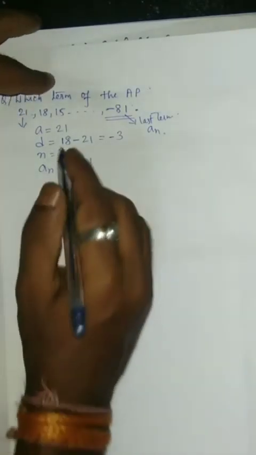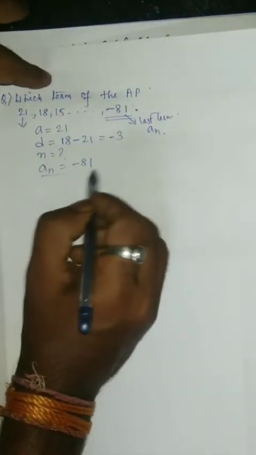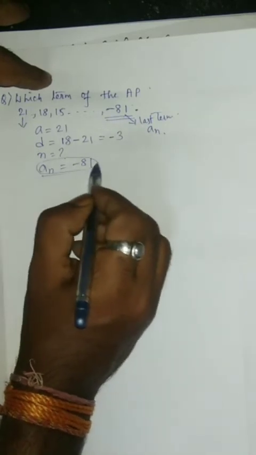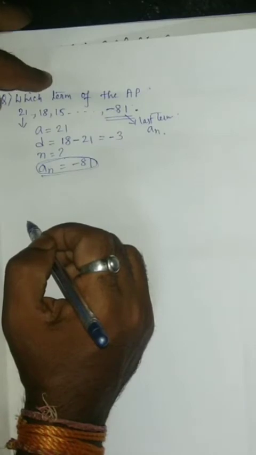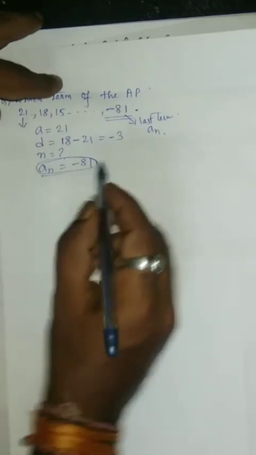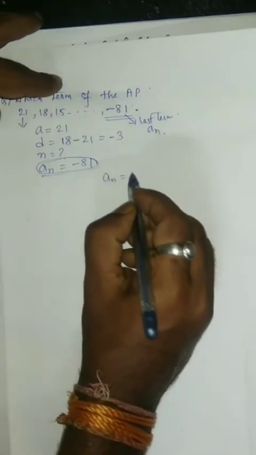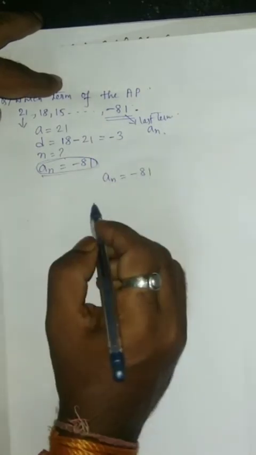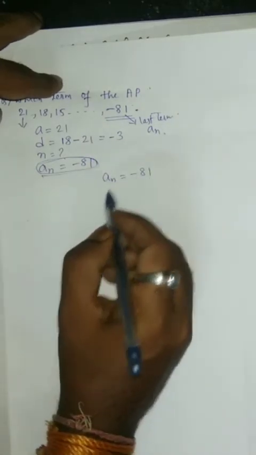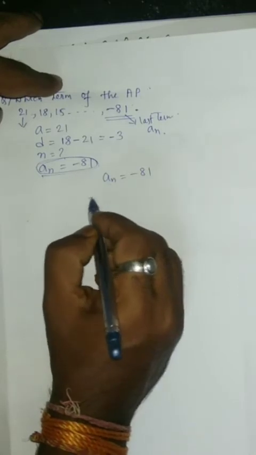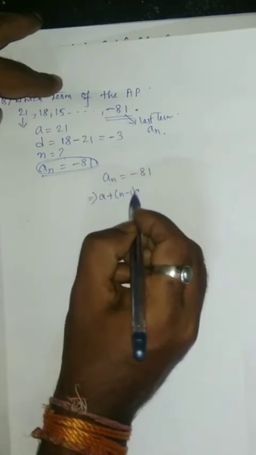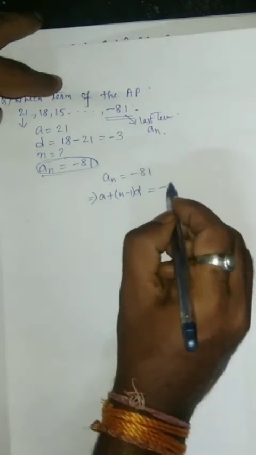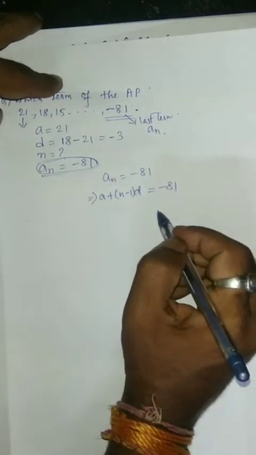So student, whenever you get an AP series in which we know the last term or nth term, in that case, in this type of problem, below the nth term we will use the general formula. What is the general formula? a + (n - 1) d is equal to -81.